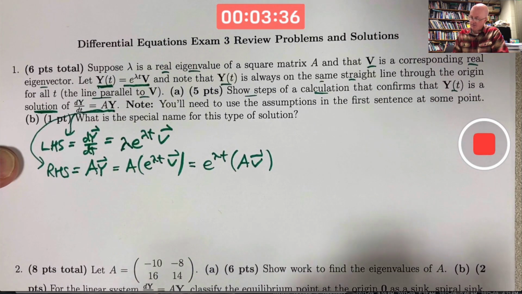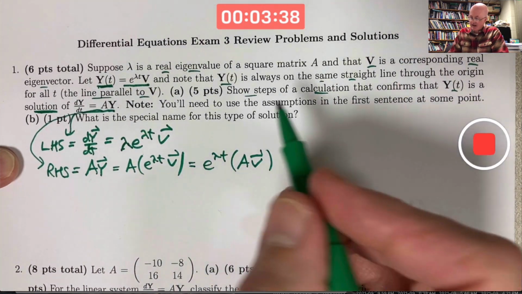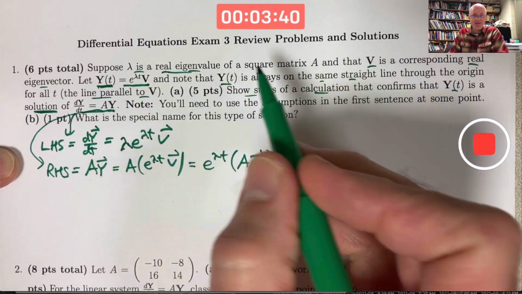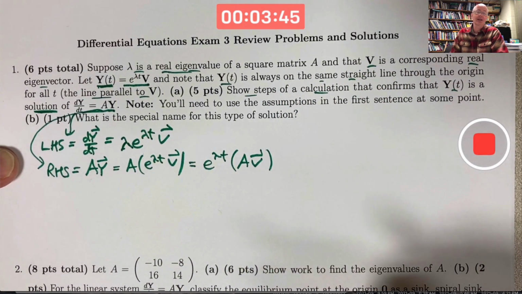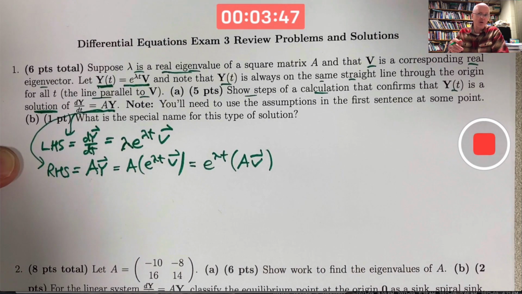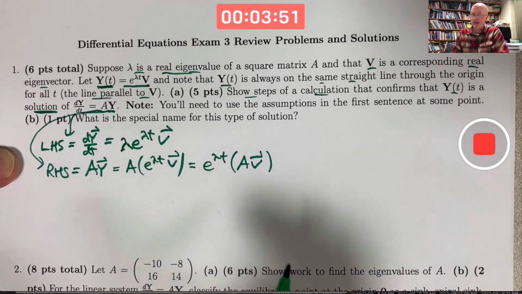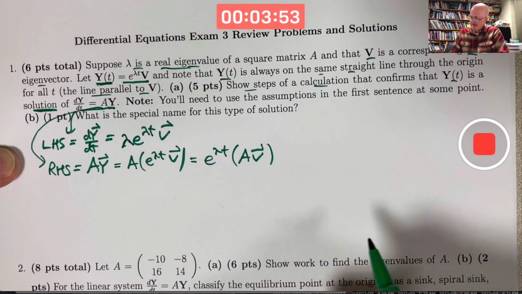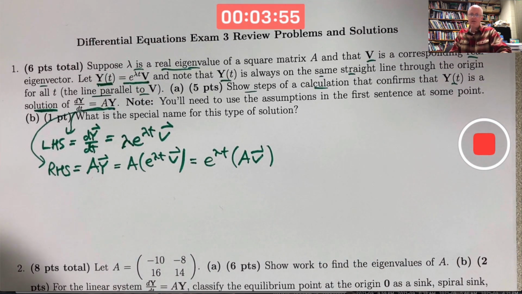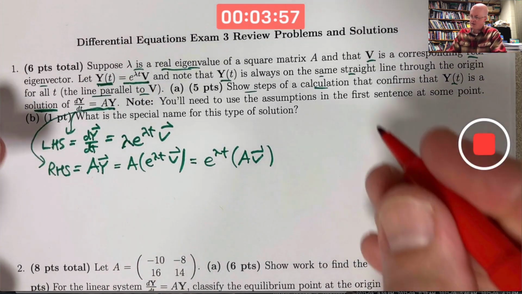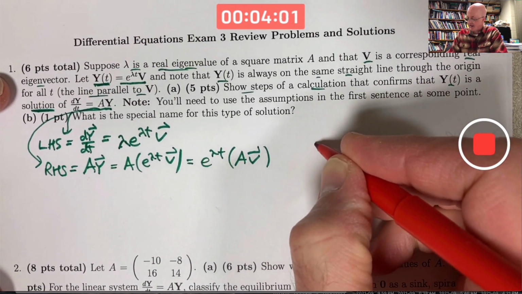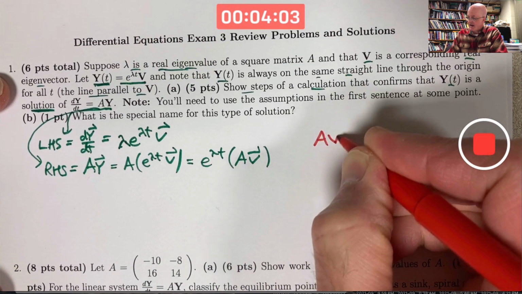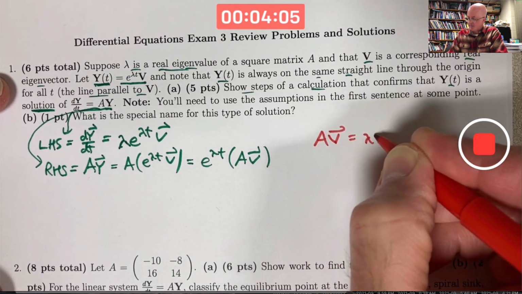Now, what do we need to do? We haven't used the fact that lambda is a real eigenvalue and v is a corresponding real eigenvector. We haven't used that fact yet, okay? And actually the real part only comes into play in interpreting the geometry of the solution as being on a straight line here. How do you use that? You need the fundamental eigenvalue-eigenvector equation. What does it mean for lambda to be an eigenvalue and v to be a corresponding eigenvector? It means A times v is lambda times v.